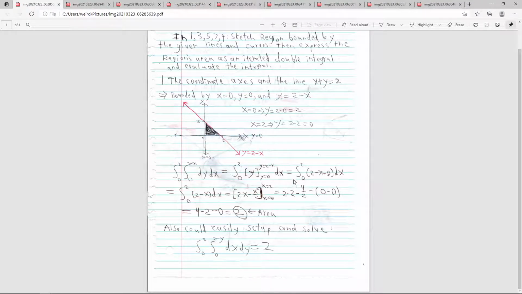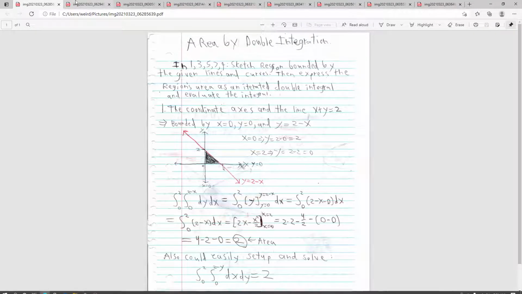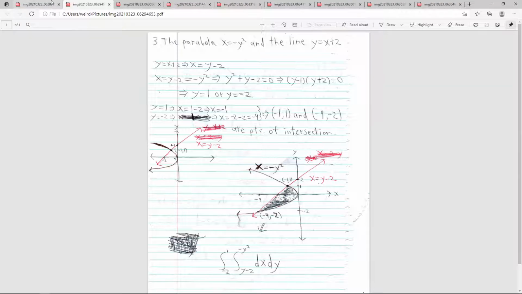This one is very easy to integrate. You have just y because it's dy dx, so it's 2 minus x minus 0, from y equals 0 to y equals 2 minus x. You integrate that and you get x from 0 to 2, and so on. I don't think it's anything I would explain. You can see.